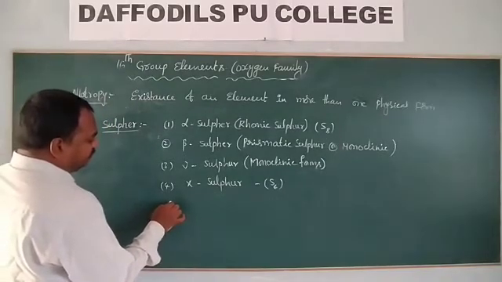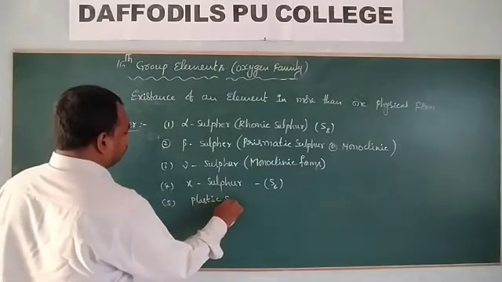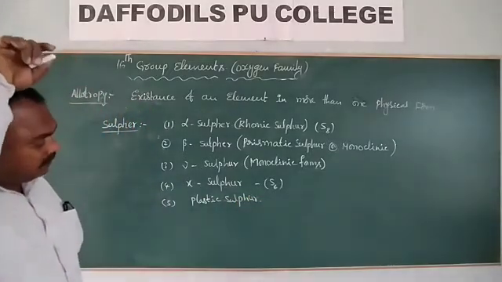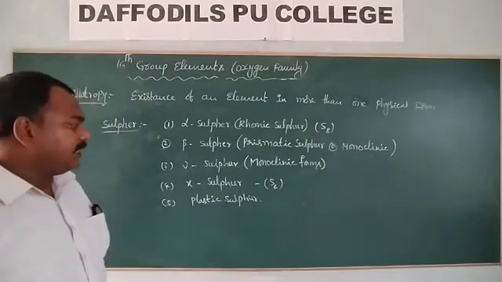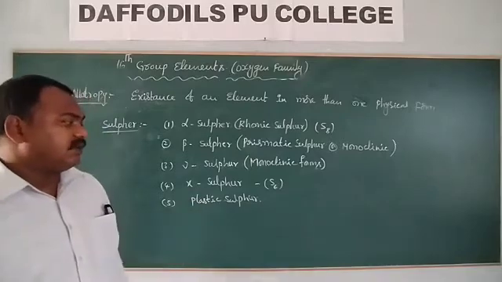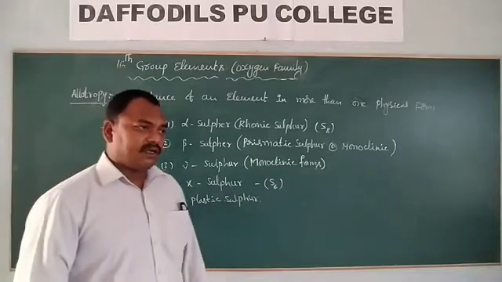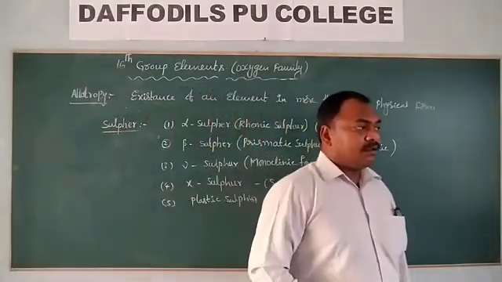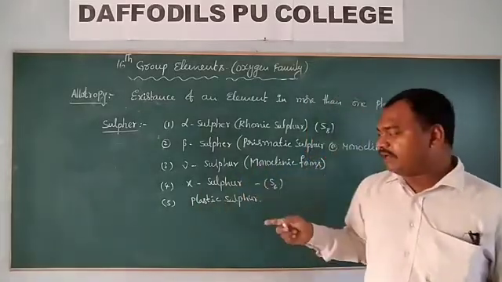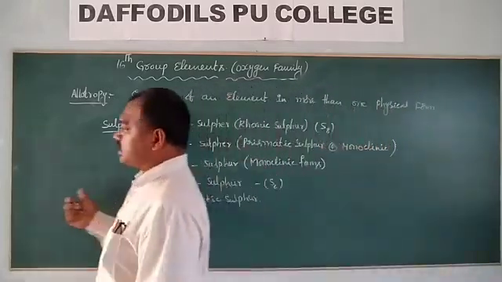Next, plastic sulfur. So in plastic sulfur, sulfur forms a polymeric chain. The atomicity of sulfur differs. We can see 3 sulfur having chain, 4 sulfur having chain, 6 sulfur having chain. Like that, the sulfur atoms differ in plastic sulfur.